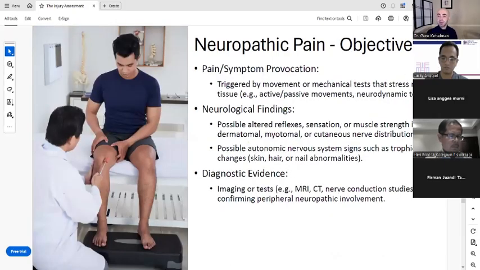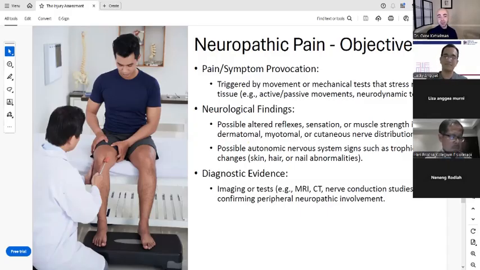So objective measures, what will you see when you're testing these patients? The pain is going to be triggered by movement or mechanical tests that stress neural tissue. Okay, so the same kind of idea that we talked about with our stenotic patient. If we test lumbar extension, it's going to feel worse. Or if somebody has, let's say, a disc herniation with radicular symptoms and you do your straight leg raise test, that's going to reproduce their symptoms.